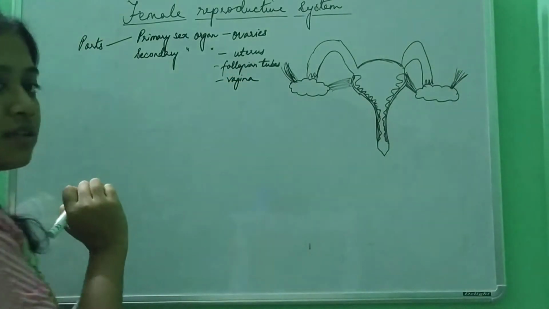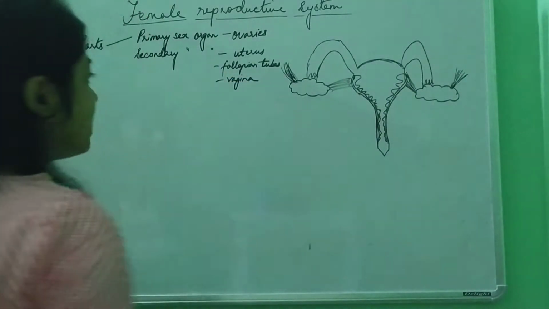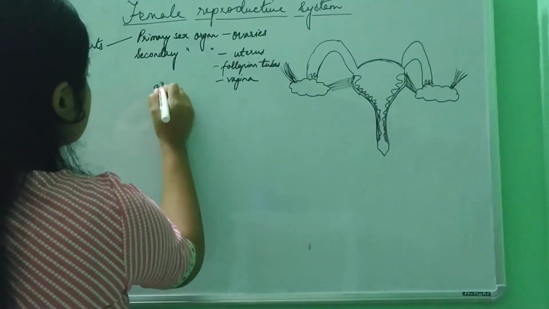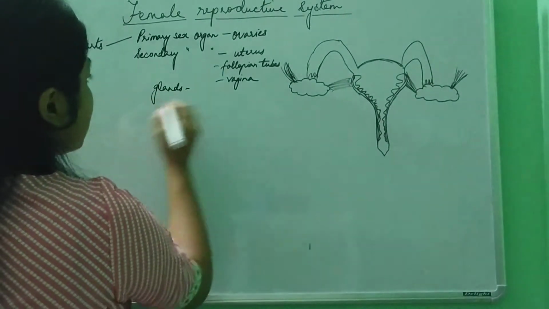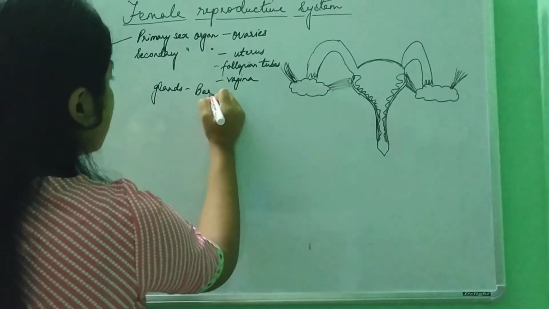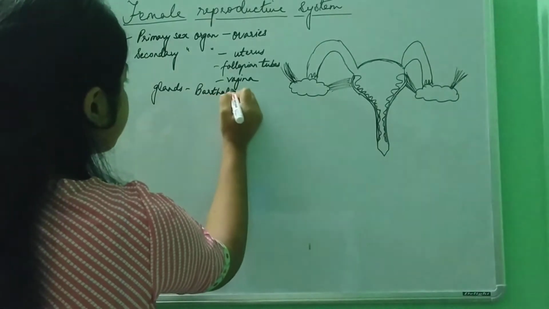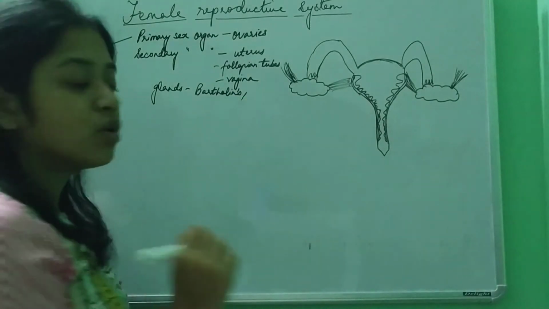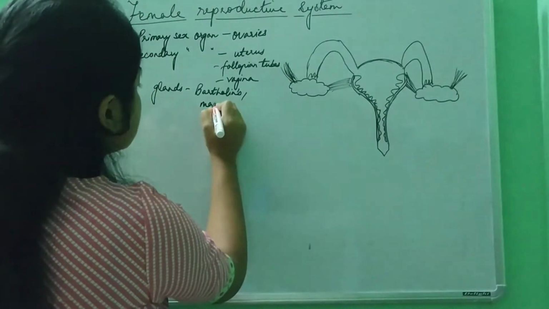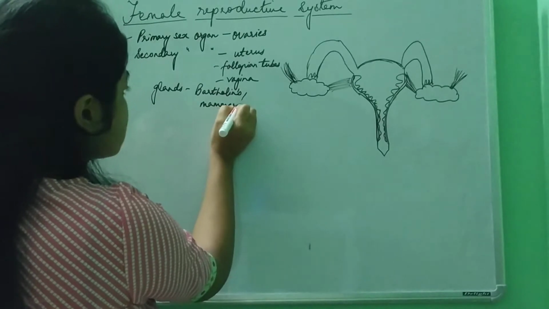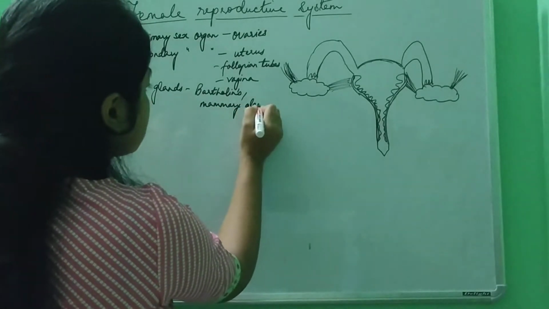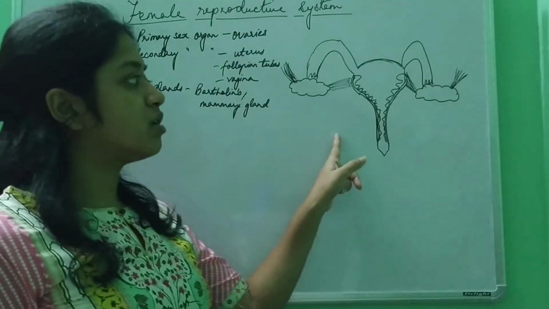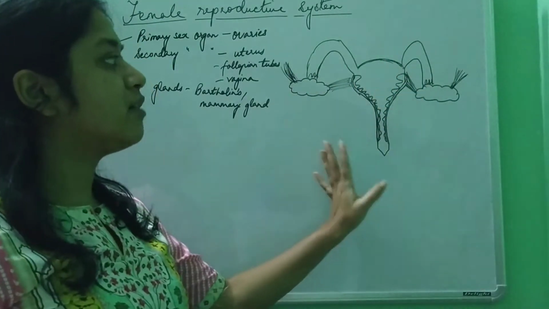Okay, these are the secondary organs, and there will certainly be certain glands. You have to know the names of the glands: the Bartholin's gland, and also very important, the mammary glands, which are the breast. Okay. So this is the structure of the female reproductive system.